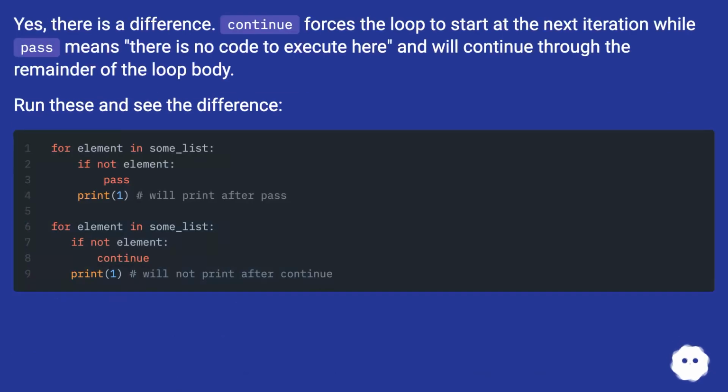Yes, there is a difference. Continue forces the loop to start at the next iteration, while pass means there is no code to execute here, and will continue through the remainder of the loop body. Run these and see the difference.